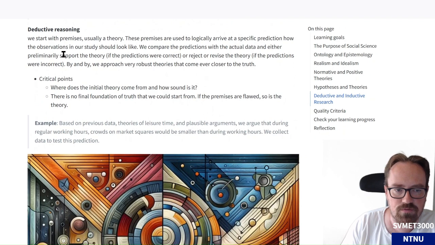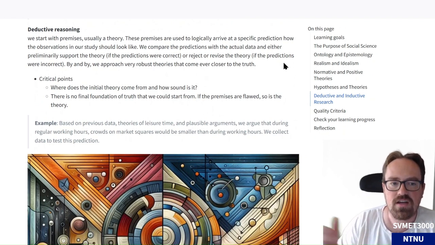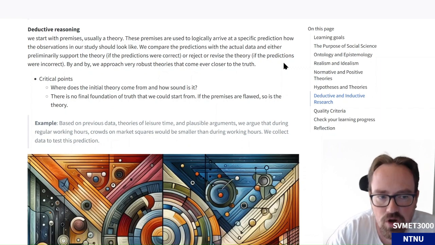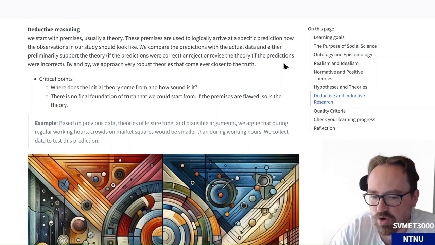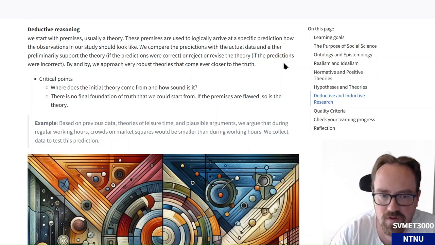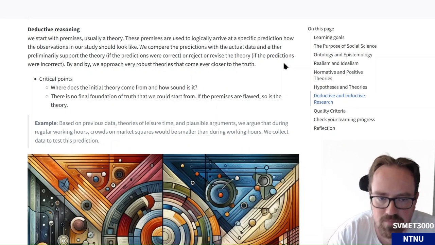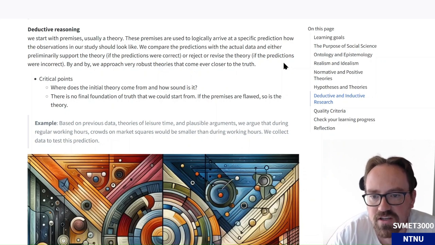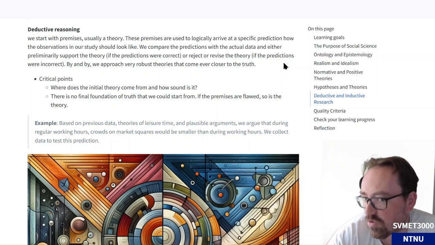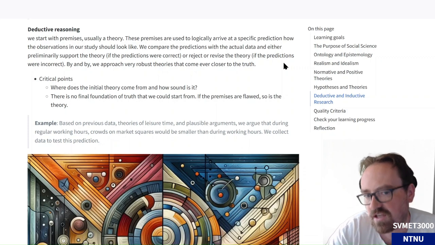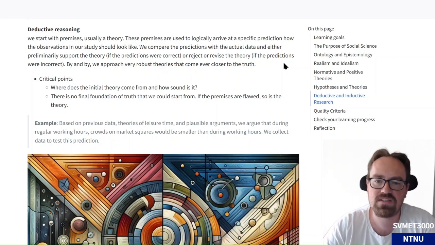That's where deductive reasoning has its strength. Deductive reasoning is the exact opposite, that we start with some premise on how the social world functions. A theory that usually is, if there is a theory. These premises are then used to logically derive at a specific prediction how the observations in our study should look like. That would be the hypotheses that guide our empirical investigation.